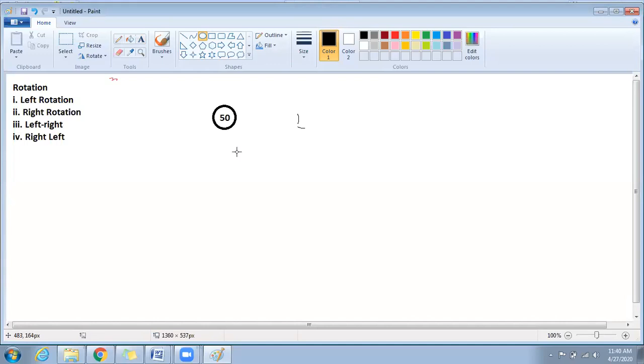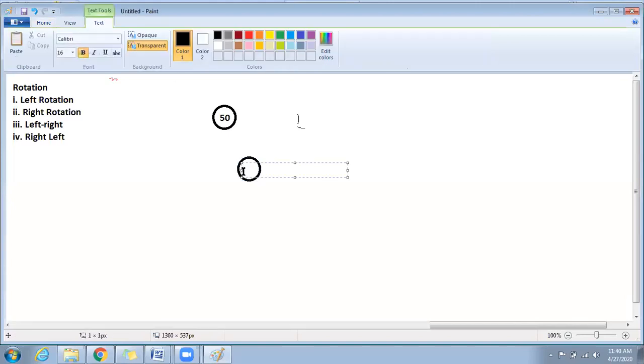Right side, ma'am. Everyone, where do I want to insert 60? Right side of 50. Correct.